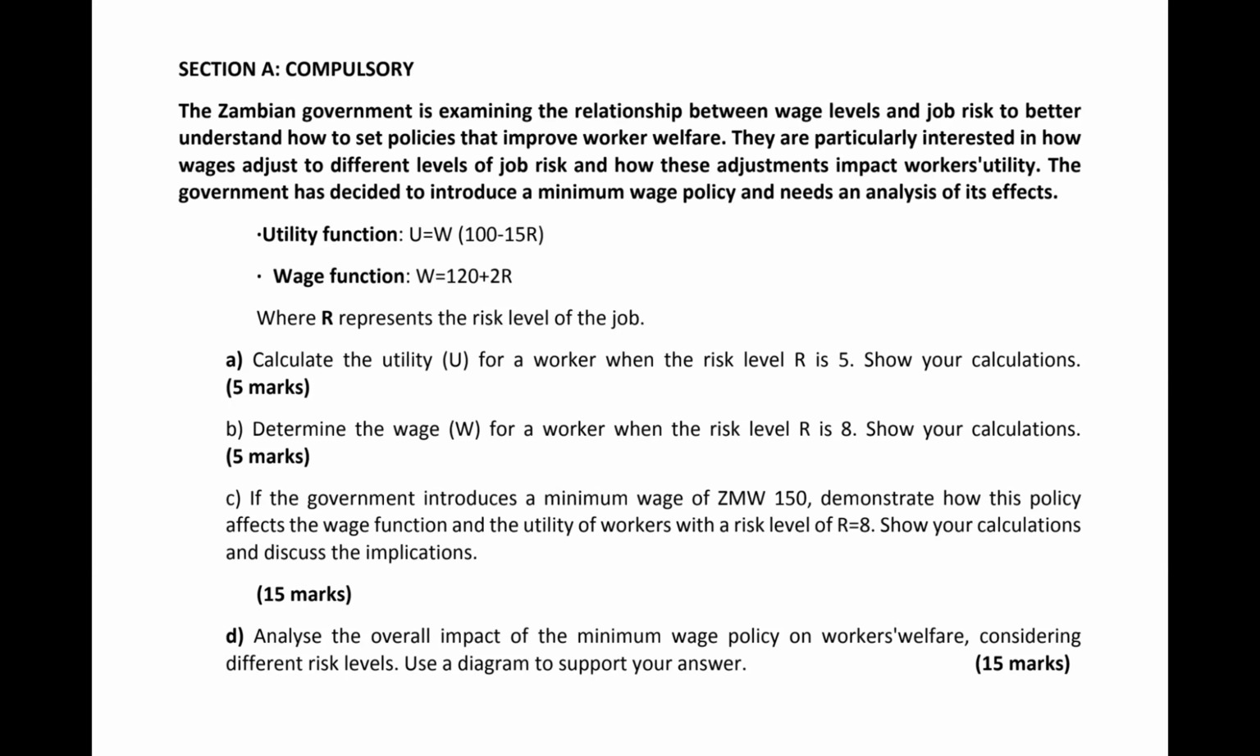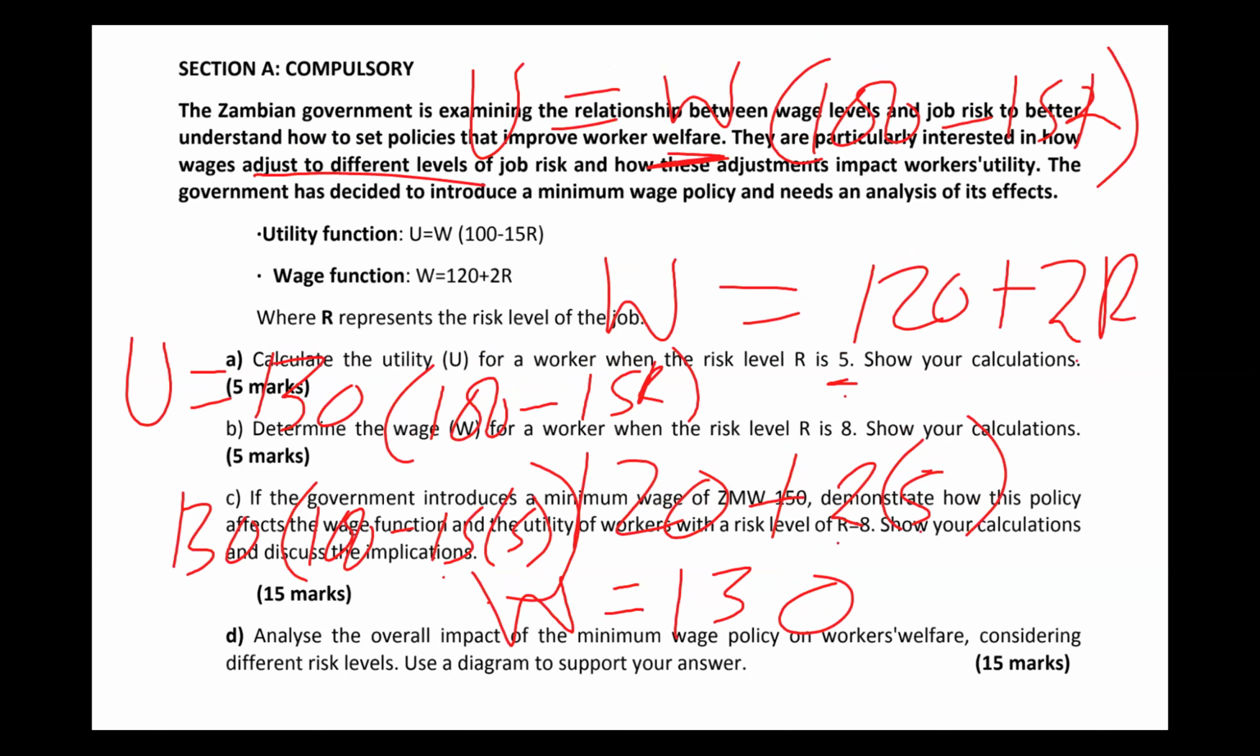The risk R is 5, so 15 times 5 is 75. So 100 minus 75 is 25. So we have the utility of 130 times 25, so that the utility is equal to 3,250.